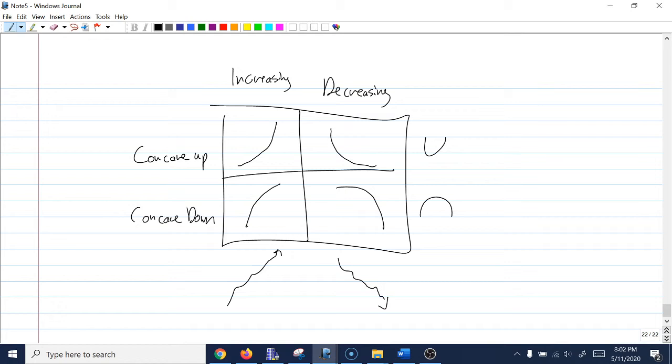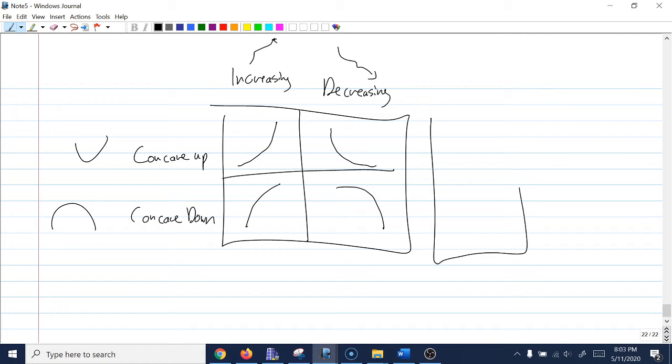Most functions can be split into chunks that are like this. And I drew this on the wrong side. Can you be neither increasing nor decreasing? The only way you can do that is if you are completely horizontal. Can you be neither concave up nor concave down? That would be a straight line. Like the concavity is which direction are you bending this board. If you don't bend it at all, that's the place when you are not.